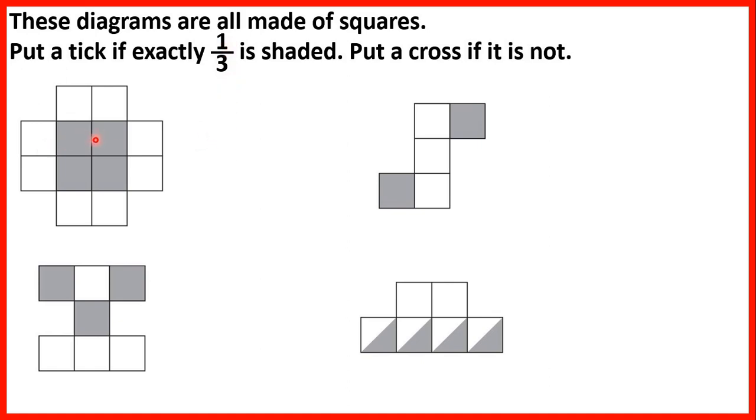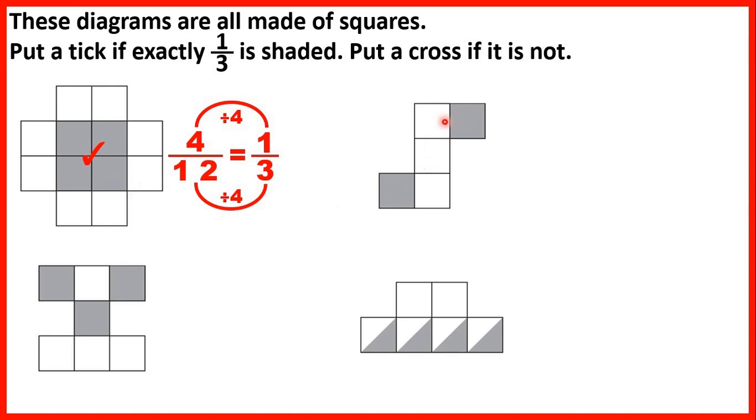So here we have 4 parts shaded, and we have 12 parts altogether. Because we have 4 shaded parts and 8 parts not shaded, so that's 12 parts. And if we simplify 4/12, we can divide both the numerator and the denominator by 4. 4 divided by 4 is 1, 12 divided by 4 is 3. So because 4/12 simplifies to 1/3, we can say that 1/3 of this diagram is shaded.